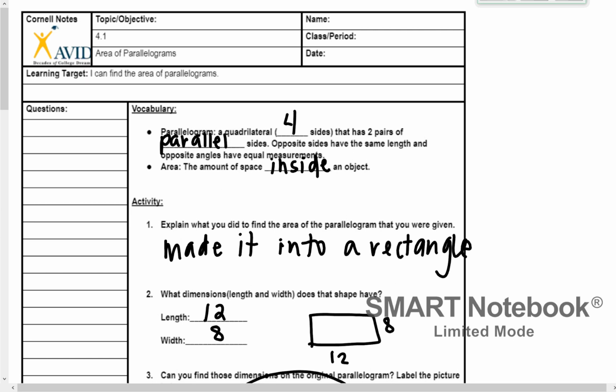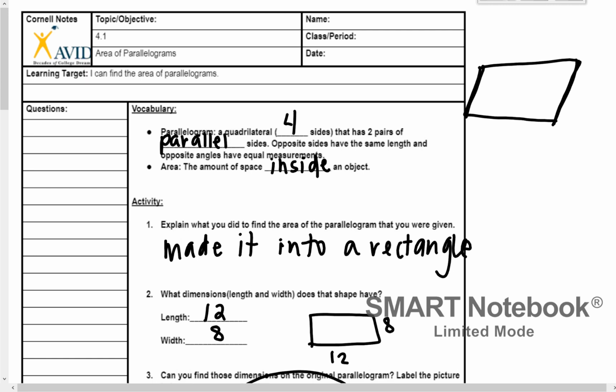Okay, so a parallelogram looks something like this. In case we forgot what that looks like, it has four sides. It's a quadrilateral that has two pairs of parallel sides. For example, this side is parallel to this side, meaning those lines will keep going straight and they'll never intersect. They're kind of right across from each other.